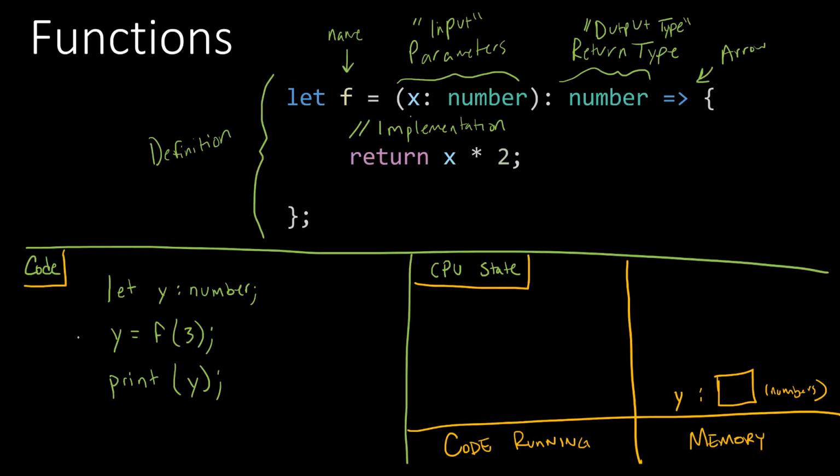So what the computer does is it moves to here. And it's going to say, all right, the code that is currently running is y is assigned f of 3. Now, we've reached this assignment statement.